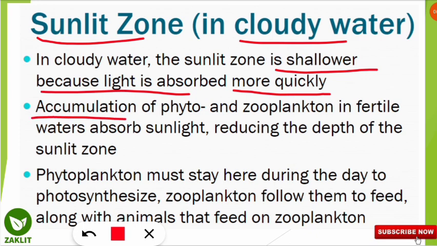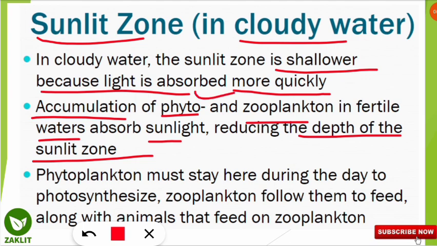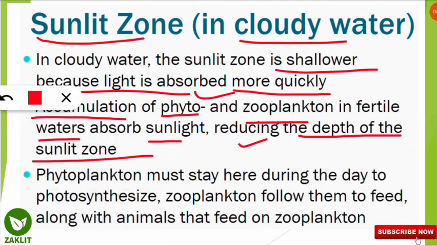Next, the accumulation of phytoplankton and zooplankton in fertile water absorbs sunlight, reducing the depth of the sunlit zone, as we have discussed. So from that we know that turbidity is there, less light is penetrating, and in addition phytoplankton are utilizing the light, so the depth of the sunlit zone is reduced even more as these phytoplankton use the light.